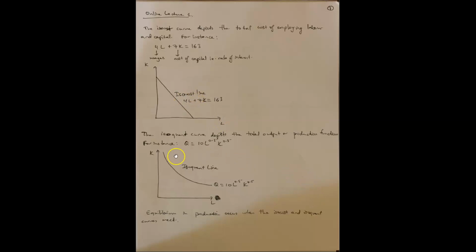Other than this, we can depict the first half of the Lagrangian function, which is the production function, 10L to the power of 0.5 times K to the power of 0.5, right? Remember, this is your Cobb-Douglas function, and it denotes your total quantity or your total output, Q. So you can denote this as a downward sloping curve, and that is known as the isoquant curve.